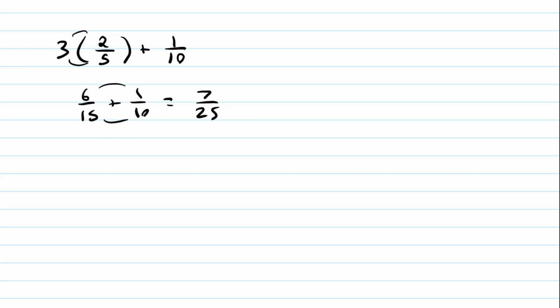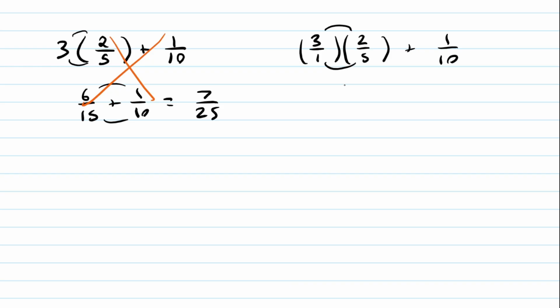But both of these steps are actually incorrect. So let's talk about how you can fix them. For the first step, you can think of this 3 as a 3 over 1. And when you have two fractions that are multiplied together, you multiply the tops and you multiply the bottoms. So you get 3 times 2, which is 6, and since it's just over 1, 5 stays the same.